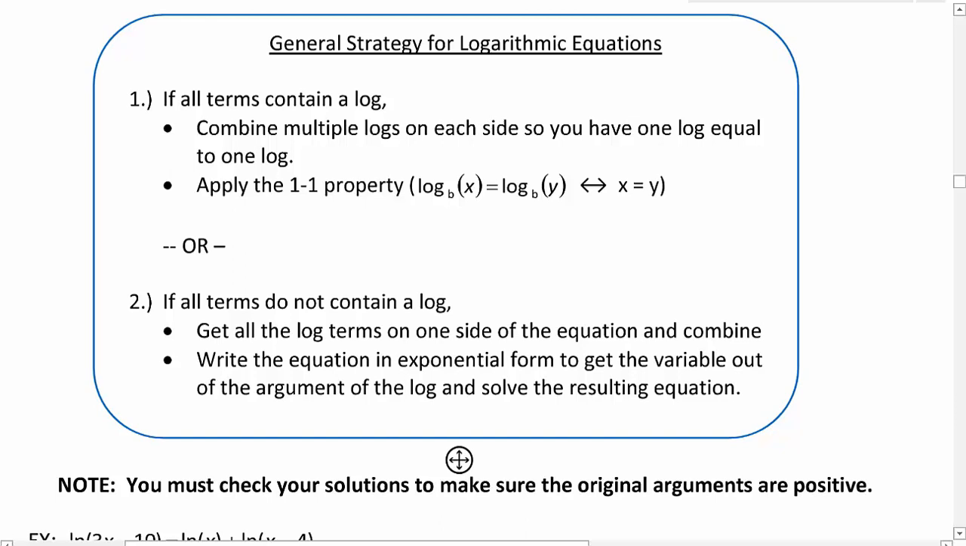Please note that you must do a quick check of your solutions in the original equation. Remember that arguments of logs have to be positive. So once you get your solution, quick check it in the original arguments to make sure that you only have positive numbers.